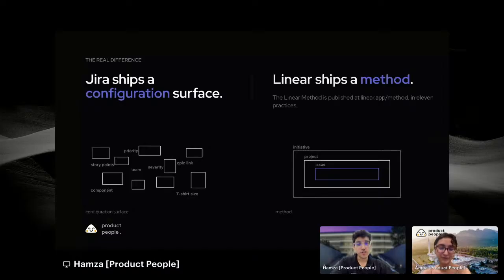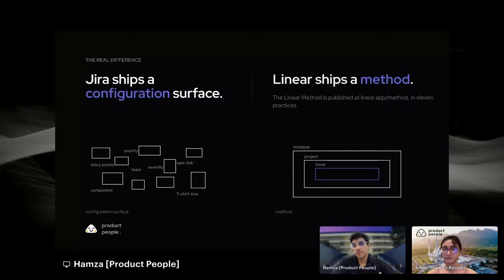Jira ships a configuration surface. Every team defines its own hierarchy, its own views. Support has one setup, the dev team has another. Product has another way of looking at it. It maps onto the largest teams, the enterprise, but it can also work with the smallest of startups and companies. Now, that is genuinely a capability, but it is also maybe not the perfect fit for everyone.